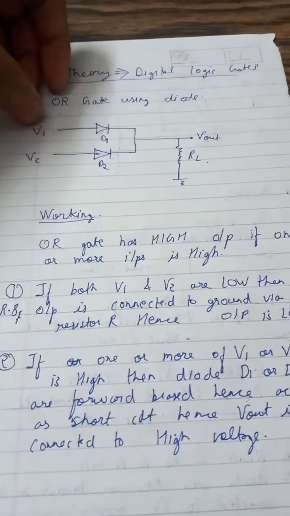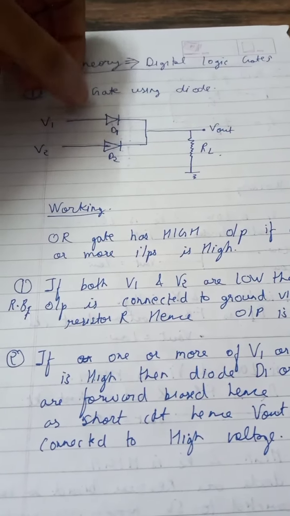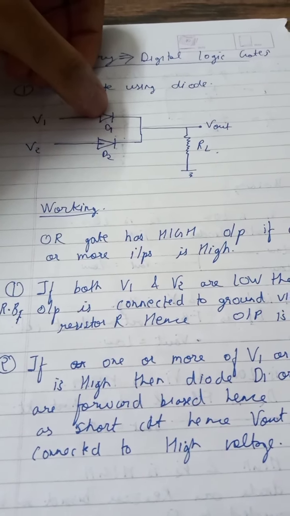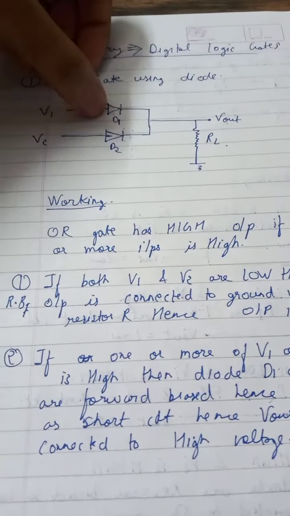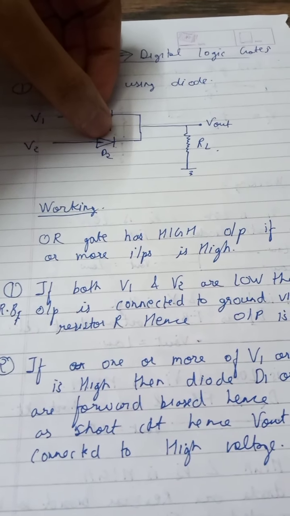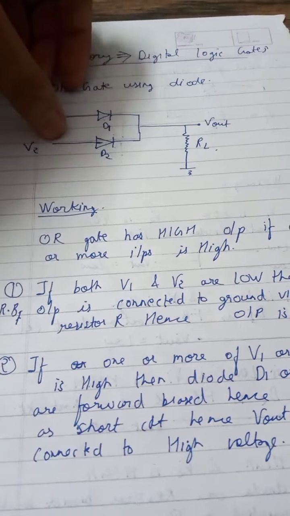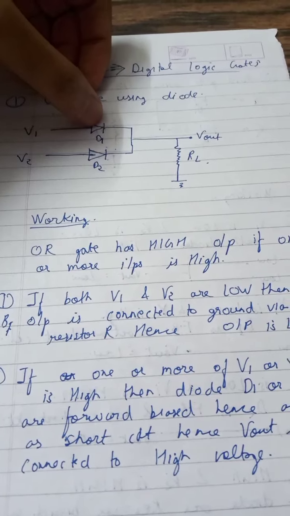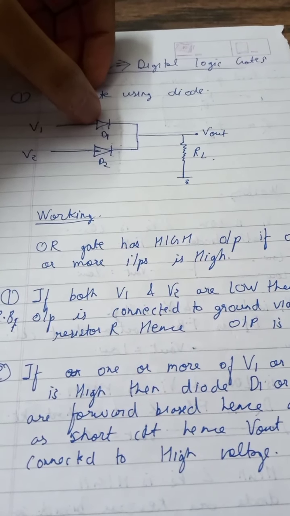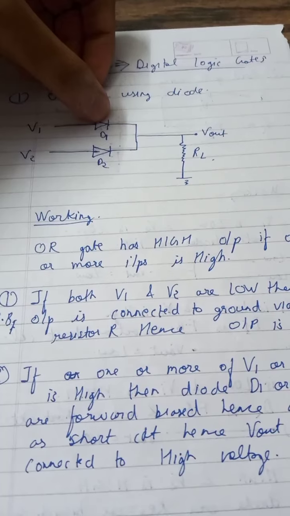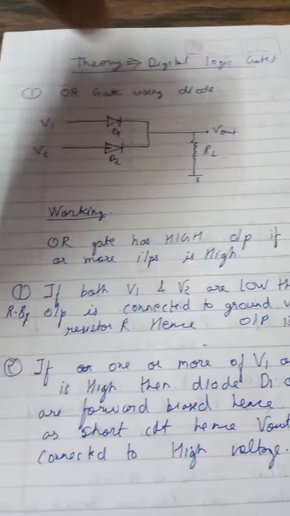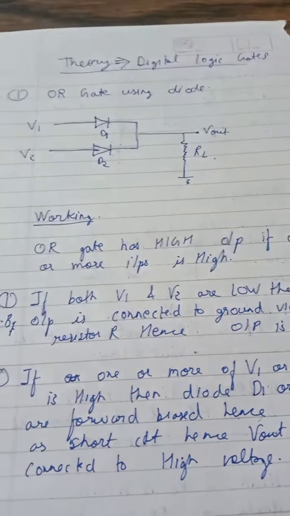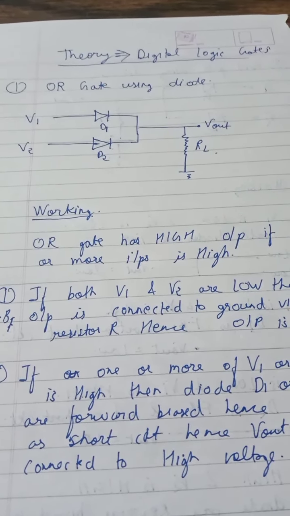So if V1 and V2 both are low, then V out will be 0 or low logic. If V1 is high and V2 is low, then the P terminal of diode D1 will be connected to high. So it will be forward bias. And the P terminal of diode D2 will be connected to low if V2 is low. So D2 will be reverse bias. So if V1 is high, the diode D1 will act as short circuit. So V out will be connected to high voltage via this short circuit diode. So if V1 is high and V2 is low, then V out is also high.